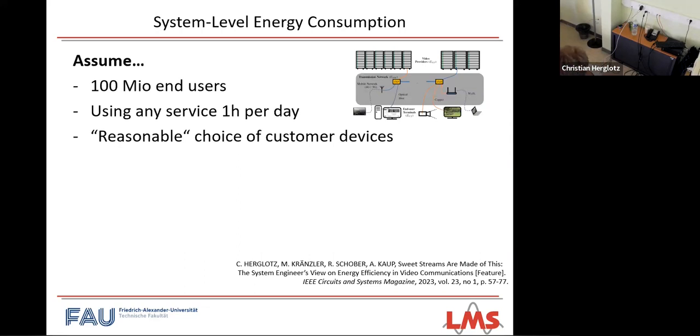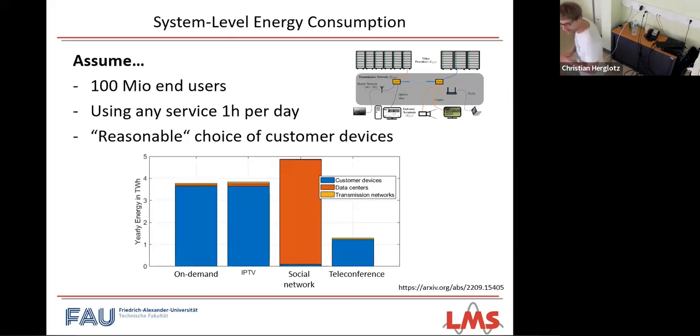So what we did was we assumed, just because we did so, 100 million end users. I'm not sure if this is a typical value, but Netflix definitely has this. Then we could say, maybe people would use a service 1 hour a day. That would be a movie every second day, for example. Then we tried to come up with a reasonable set of customer devices. Like I said before, if we're going for video streaming, we would go for a high-level TV, which is quite energy intensive. If you go for social networks, we would rather go for a smartphone, and so on and so on. And then we collected energy values and we did some multiplications and additions and so on.